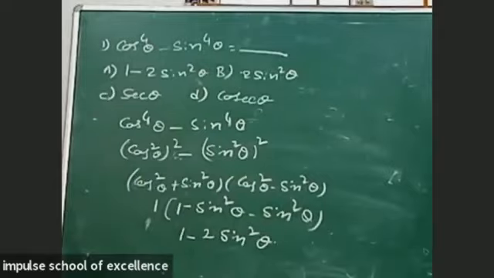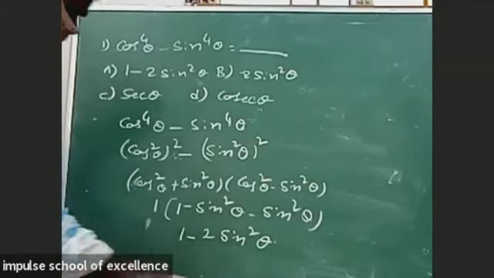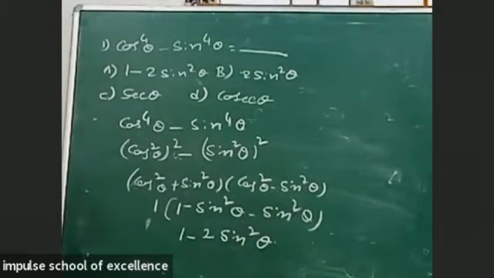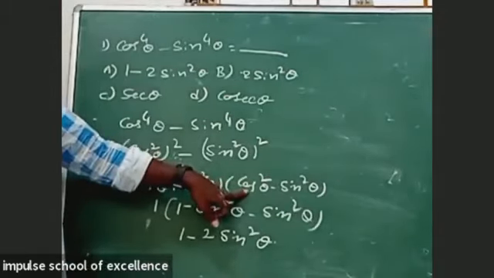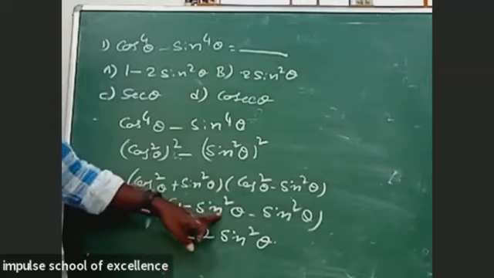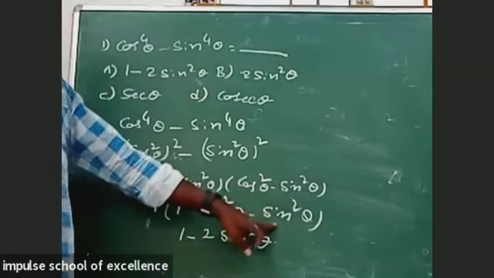Right, so one more question. Sir, the last and second step, please say once more, sir. Ma, it is cos square theta, right? Cos square theta we can write as 1 minus sin square theta minus sin square theta. Okay, sir.